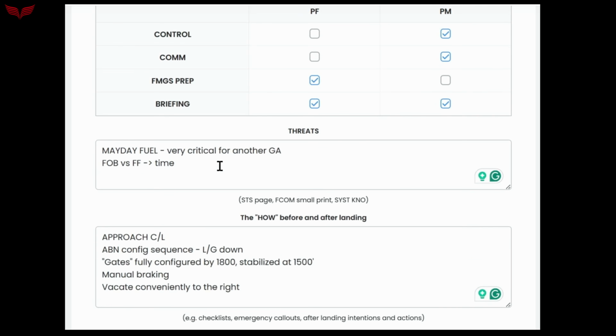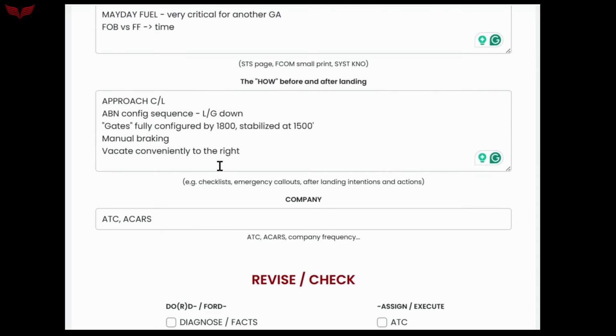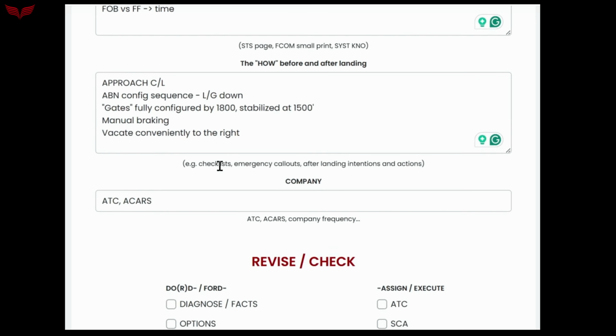However, the main threat is mayday fuel, and it's really very critical in case of another go-around. We better get it right the first time. And I would also keep an eye on the fuel on block versus the actual fuel flow to update the time available. Now we need to do the approach checklist.